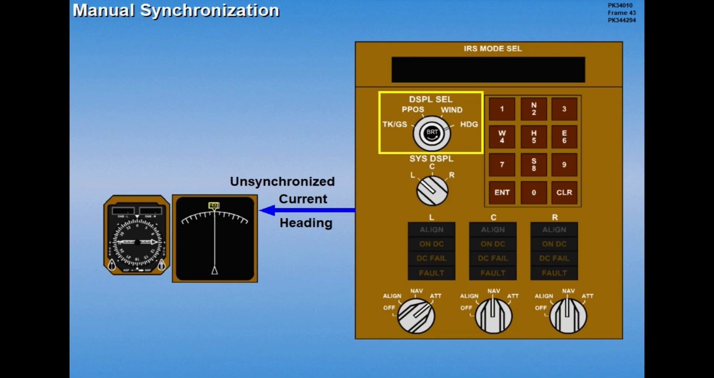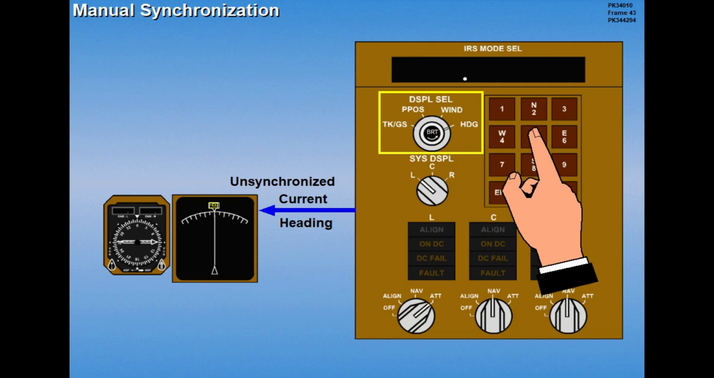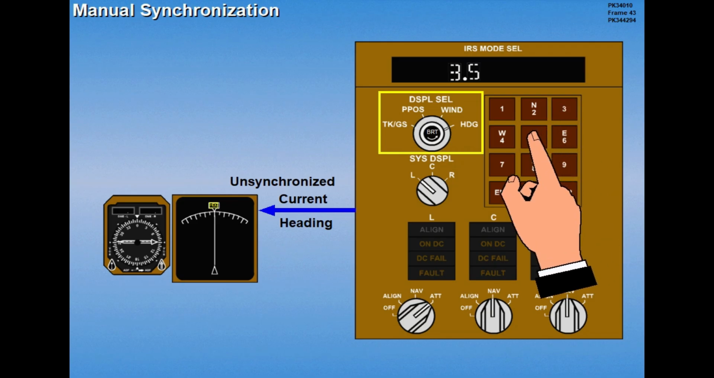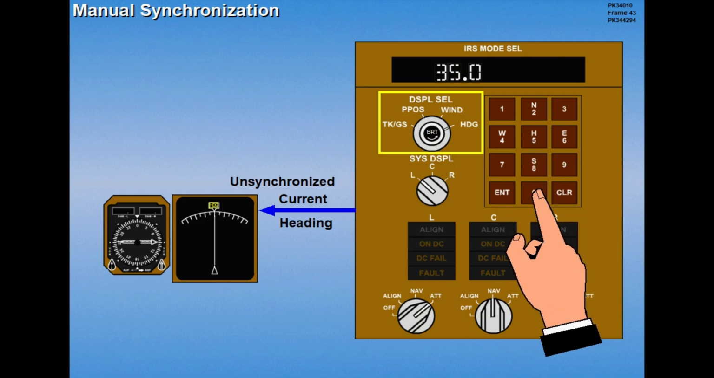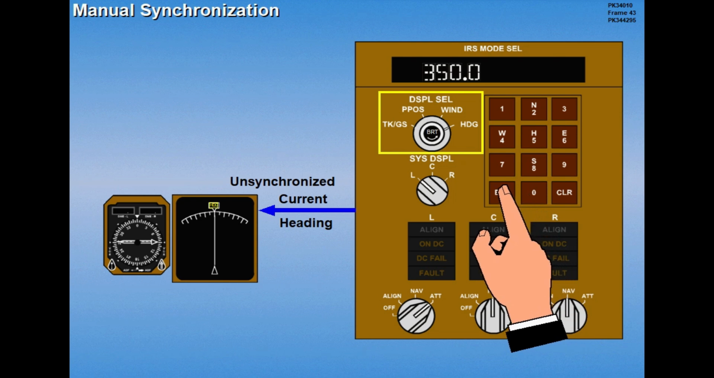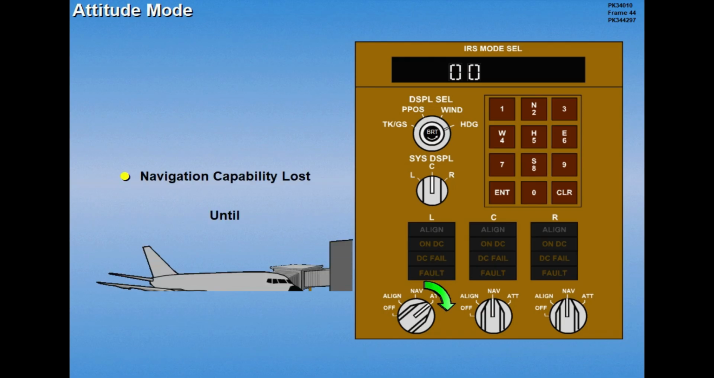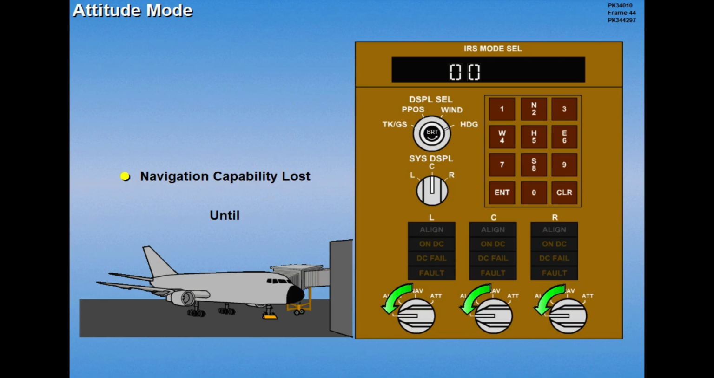Begin by pressing the H or heading key, followed by the magnetic heading. Pressing the Enter key establishes synchronization, and the heading flags will retract. Anytime the attitude mode is selected, the navigation capability will be lost until the aircraft is parked and the system is turned off and realigned.